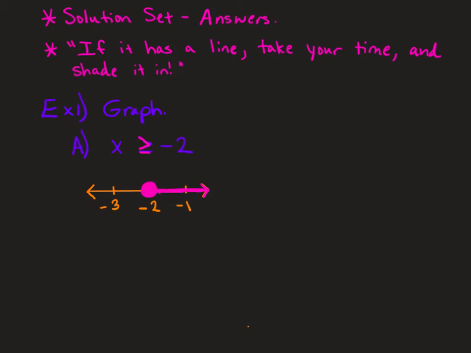And I could check and make sure that makes sense. x is greater than or equal to -2. Greater than -2 would be to the right on the number line, and it does make sense. And we're finished with that problem.